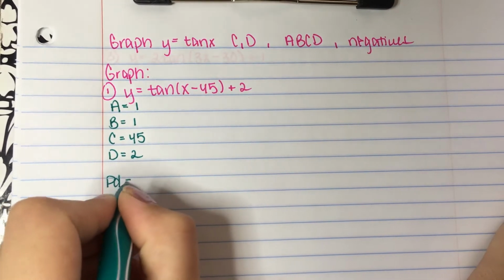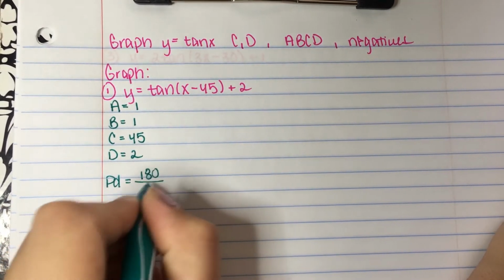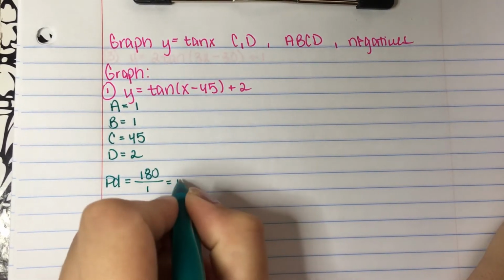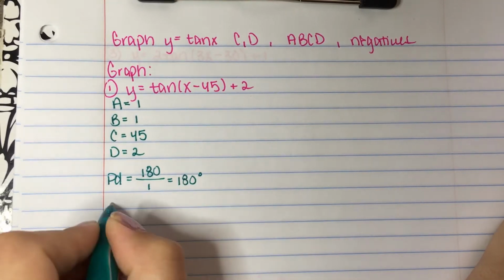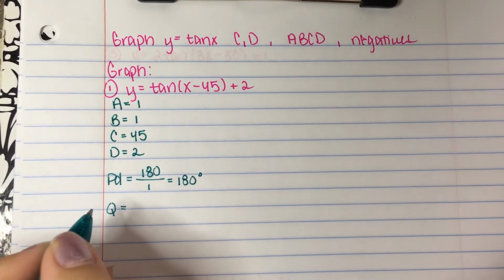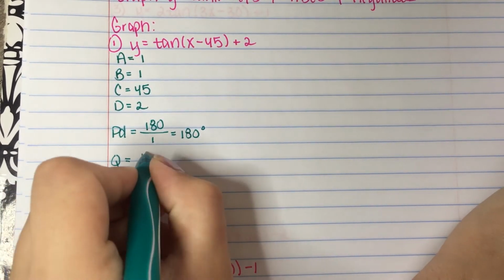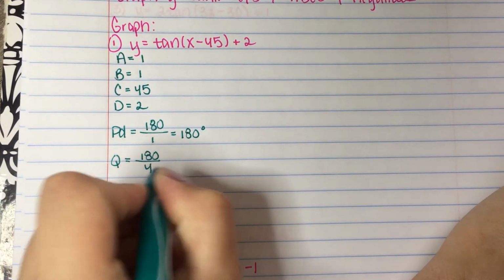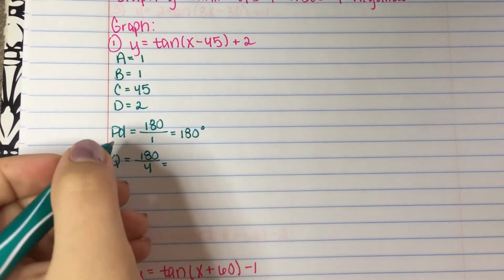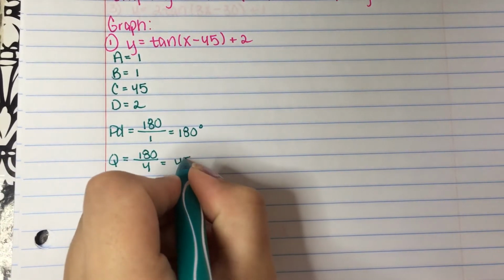Next thing is our period. That's 180 for tangent over B, and B here is 1, so our period is preserved at 180 degrees. We still have those quarters. We didn't have 5 points, but we have 3 points and 2 asymptotes, so we still have 4 distances, which means I take that full period and I divide it by 4. Now 180 divided by 2 is 90, 90 divided by 2 is 45 degrees.